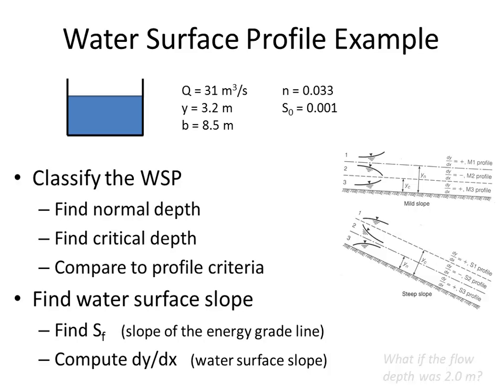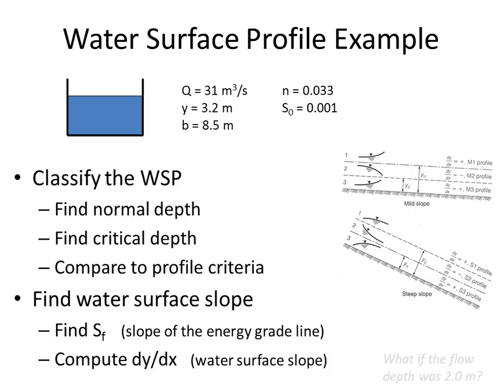Is it a mild or a steep slope, first of all? Mild. It's mild because the normal depth is greater than the critical depth. So that tells us it's an M. Then we delineate the 3 different zones, and where is the water depth in? Zone 1, 2, or 3? It's in zone 1, that's right. So this is an M1 profile, which means that in the direction of flow, it'll be getting deeper downstream.